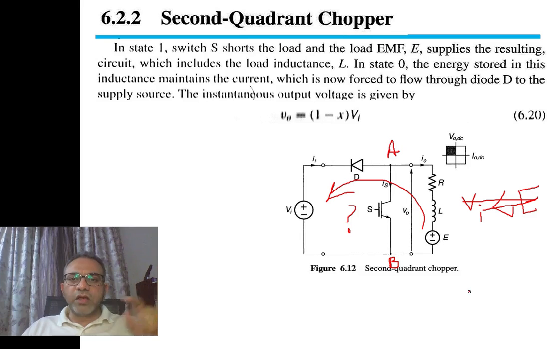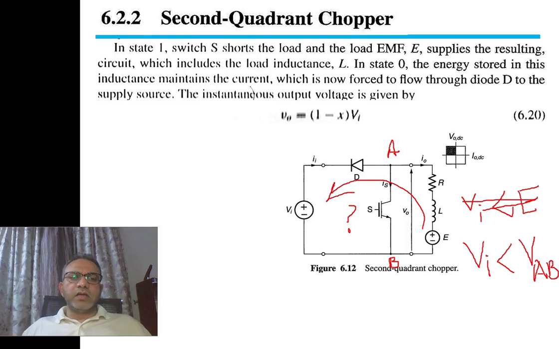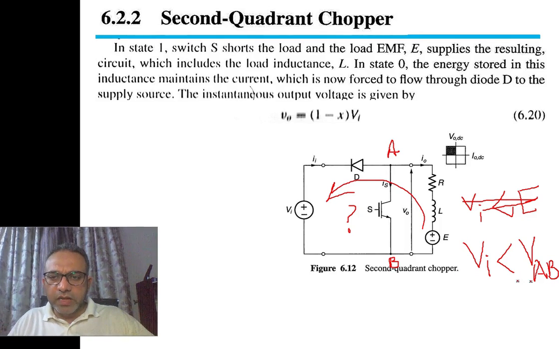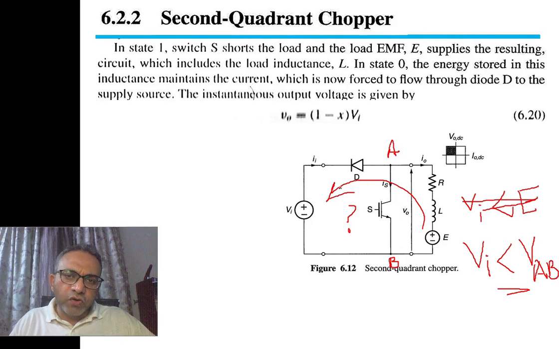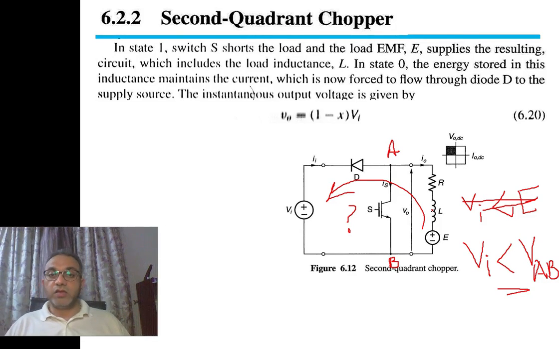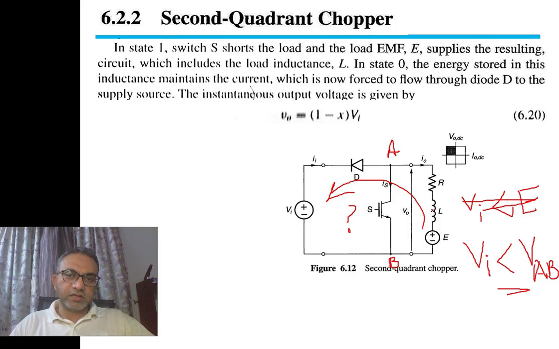So please note this correction: current will flow from the load to the source when the input voltage is smaller than VAB. This is an important relation. Only under this condition will current flow from the load to the source. This is very important. When we meet this condition, only then will current flow from the load to the source. And this is what we are going to do. And in fact, this is why we see the switch S. Switch S will make voltage VAB larger than Vi.